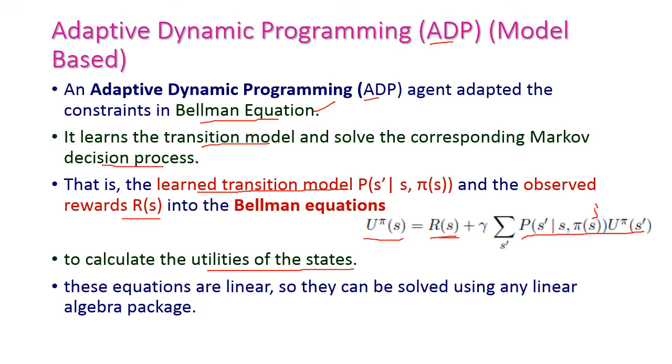That is U pi of s equals R of s plus gamma sum over s dash of P of s dash given s comma pi of s, times U pi of s dash. These equations are linear, so we have to solve them by using a linear algebra package.